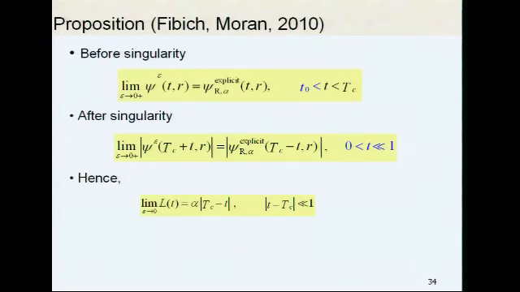And after the singularity, for some time after the singularity, psi epsilon at Tc plus t is the explicit solution at Tc minus t. So again, you have this symmetry with respect to Tc. And this implies in particular that the blow-up rate of L of t is linear before and after the singularity, not for all t, but for times close to the singularity.